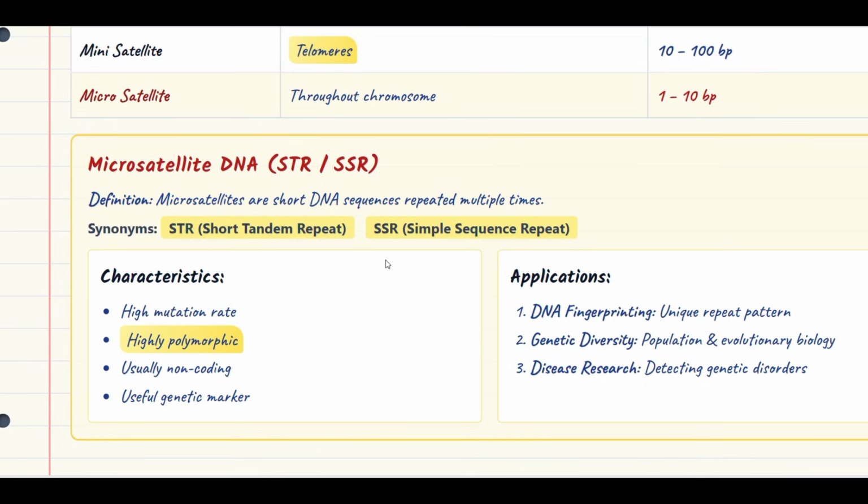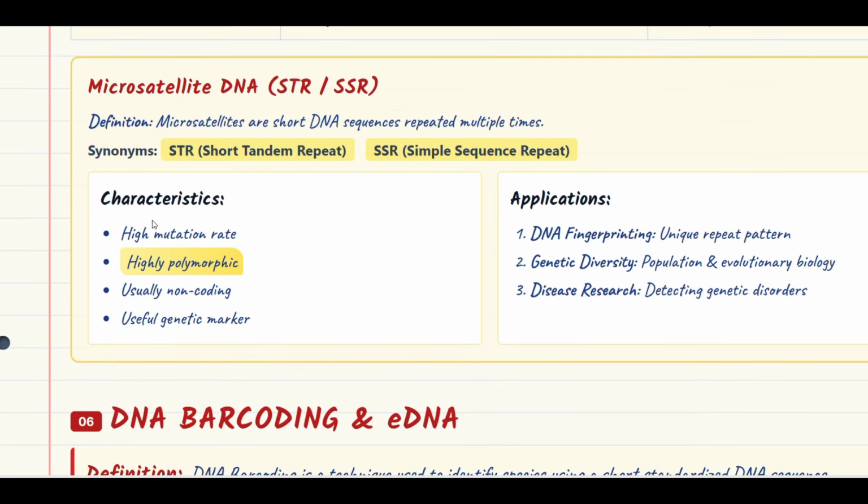Here, short tandem repeats are simple sequences. Their characteristics: a high mutation rate, highly polymorphic, usually non-coding, and useful as genetic markers. Applications: they help with DNA fingerprinting. Each person has a unique repeat pattern, so we can use it for DNA fingerprinting, genetic diversity, population and evolutionary biology. We can know the genetic diversity between people, and this is research.